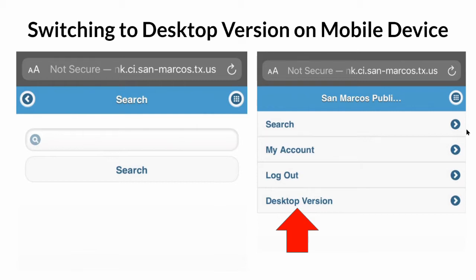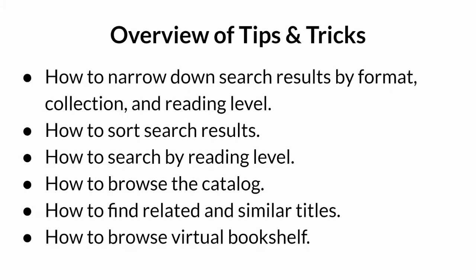First, let me show you just an overview of some of the things that I'm going to go over today. First, I'm going to show you how to narrow down your search results by format, collection, and reading level. Then I'm going to talk to you about how to sort your search results. Then I'm going to show you how to search by reading level. And then I will show you how to browse the catalog. And then I'll show you how to find related and similar titles. So if there's a book you really like, you can find similar titles using our catalog. And then how to browse the virtual bookshelf. So let's get started.